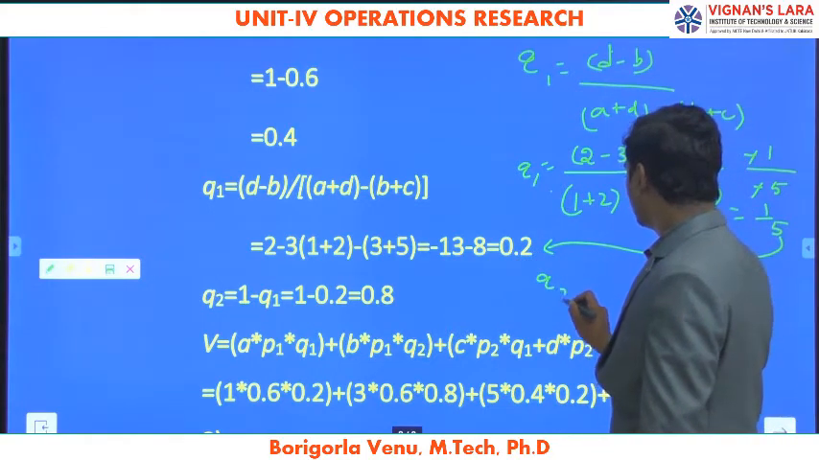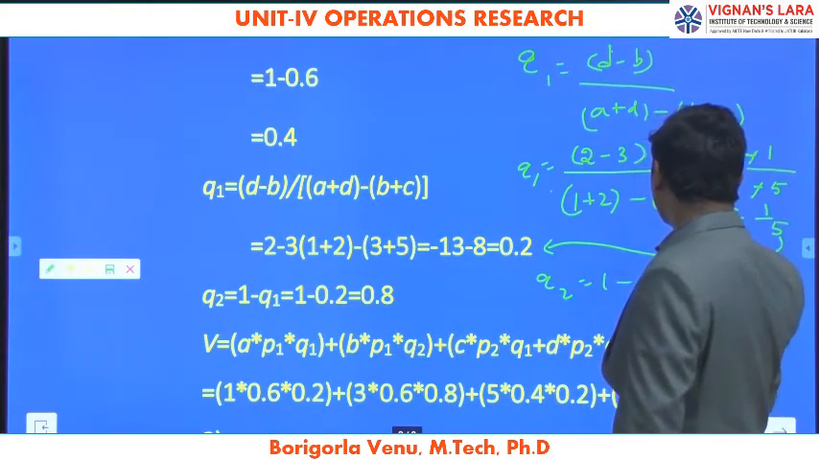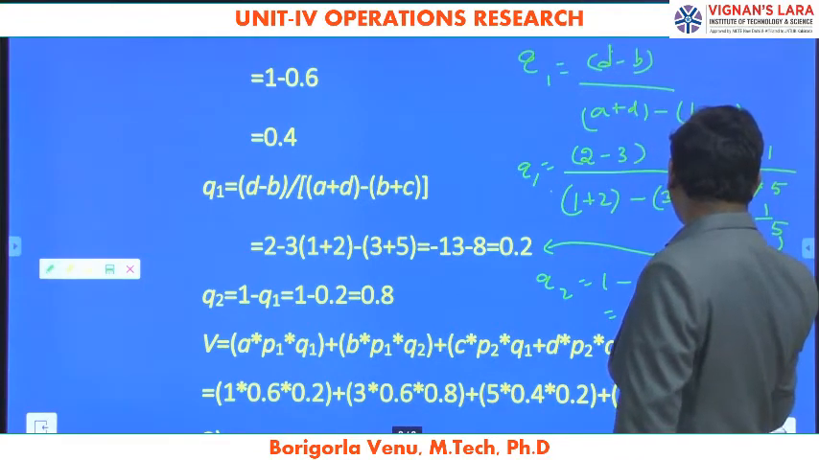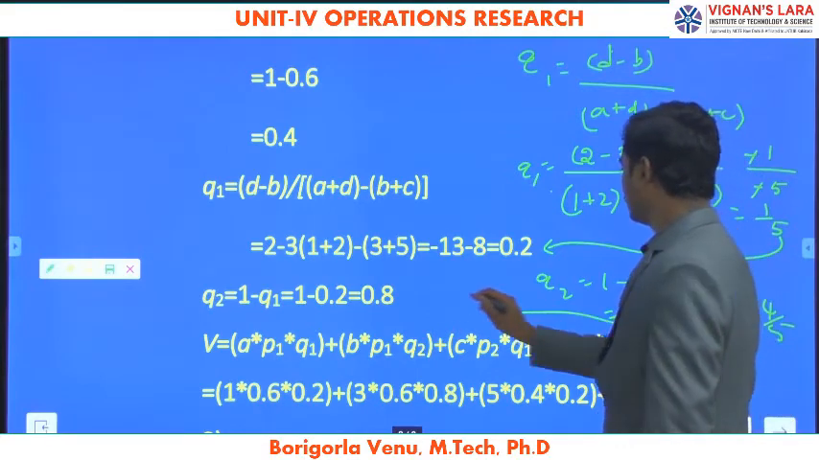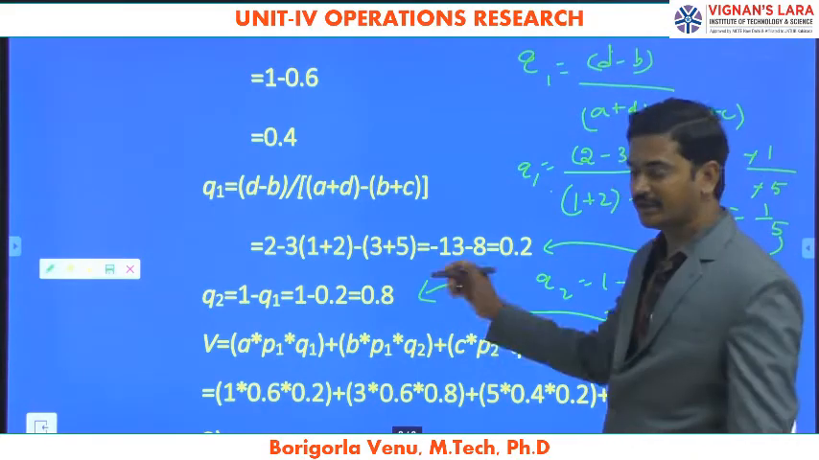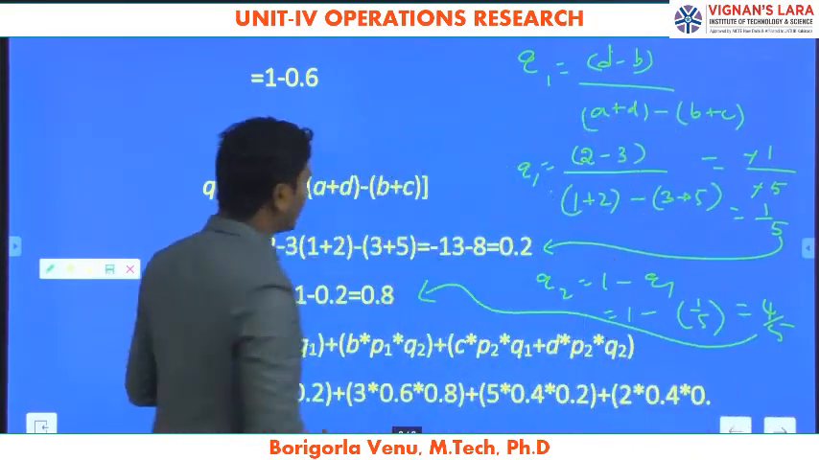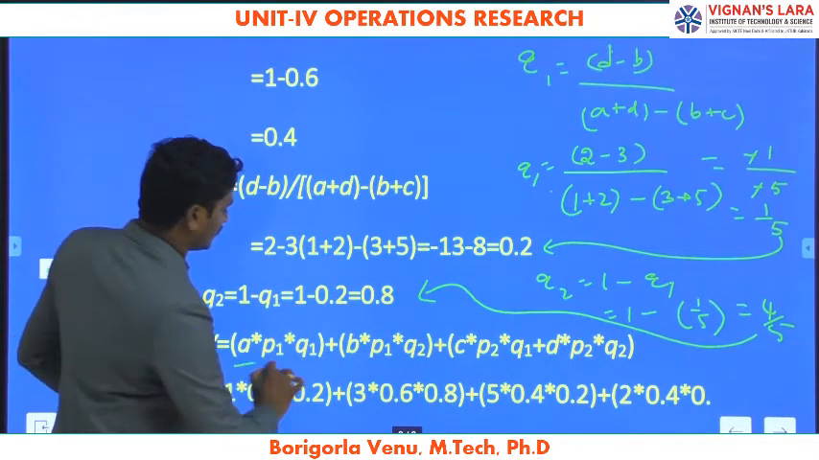Next, Q2 is equal to 1 minus Q1. So Q1 equals 1 by 5, so Q2 is equal to 4 by 5. From this we get 0.8. Okay, now we are going to calculate the value of the gain.